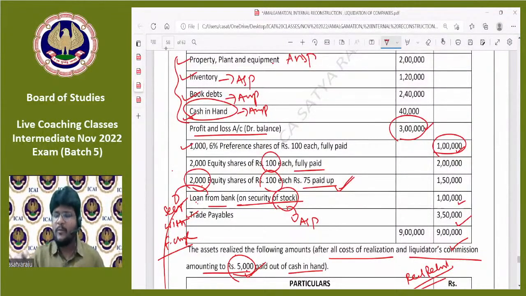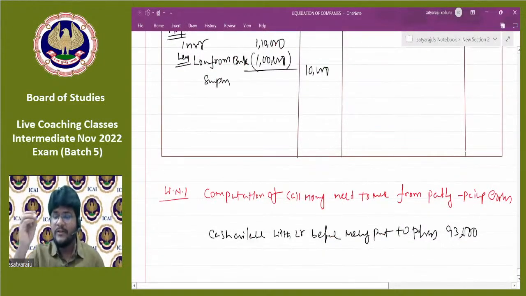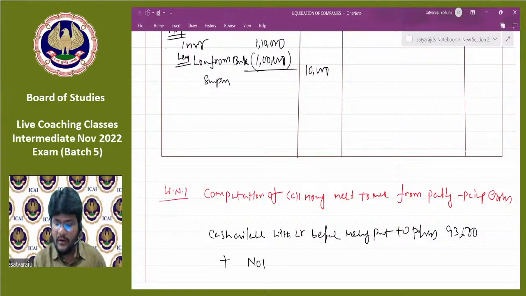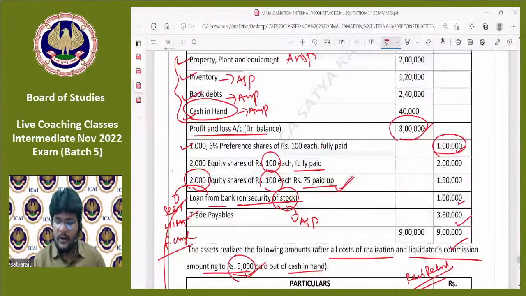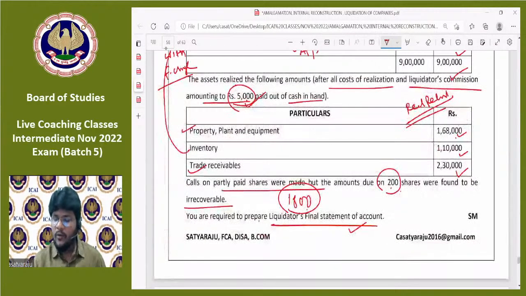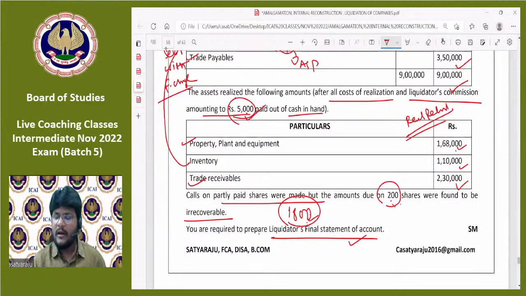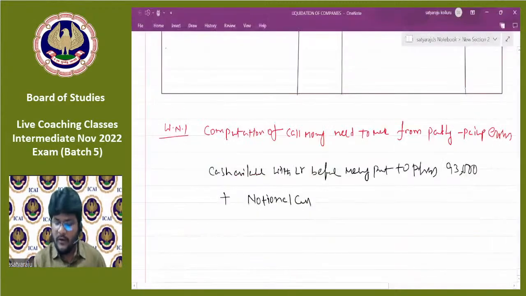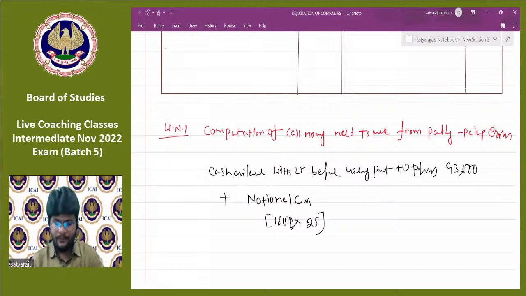Then apply the, I am doing this problem by applying the second method, distribution of surplus among various equity shareholders. Apply the notional call. Method number 2, notional call. Add the notional call from equity shareholders. Sir, notional call, I called for entire 2,000 equity shares, but it is clearly given that only 1,800 equity shares only they paid because the remaining 200 shares are unable to recover. That's why to the extent of 1,800 equity shares only you can make a notional call as well. So 1,800 into 25 rupees. How much? 1,800 into 25 means 45,000.